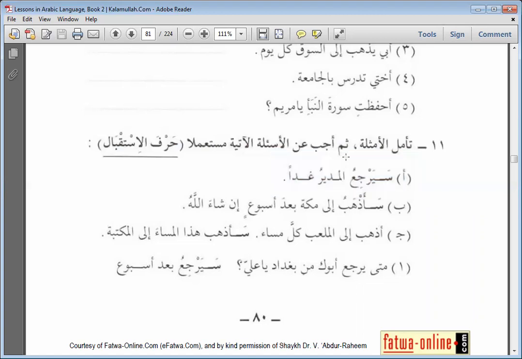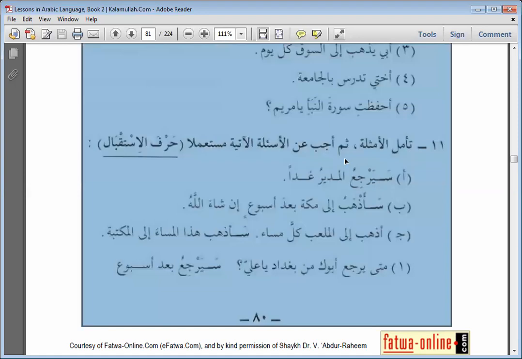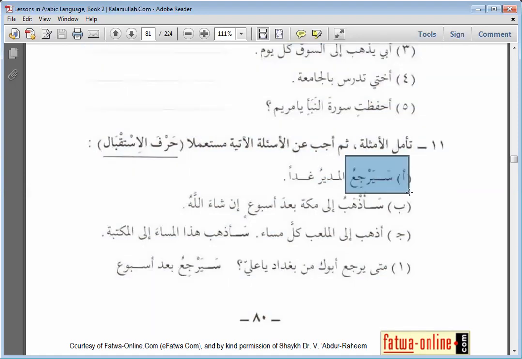Look at it here. There's a present tense verb, right? يرجع: ياء، راء، جيم and عين. And we have the seen added on to it. This is the seen I was speaking about before. Sa. So سيرجع. What does this mean? يرجع means he returns. Okay? سيرجع means what? He will return. Okay?